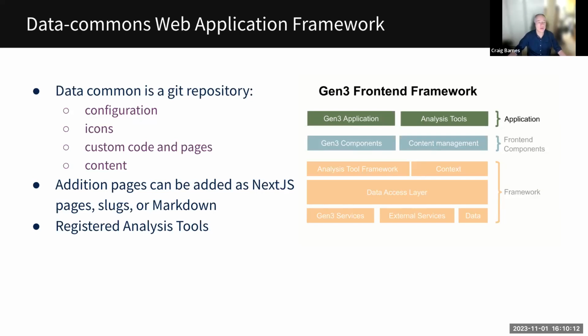Also, as a result, since it's now in each commons in its own GitHub repository, adding additional pages becomes somewhat simpler because it's fairly straightforward to add a page to Next.js. You can do it as pages, something called a slug, which is an ID that lets you do things based on an ID, or Markdown, and then all your registered analysis tools can also be there as well, your configuration for those, or even your tools. Next slide, please.